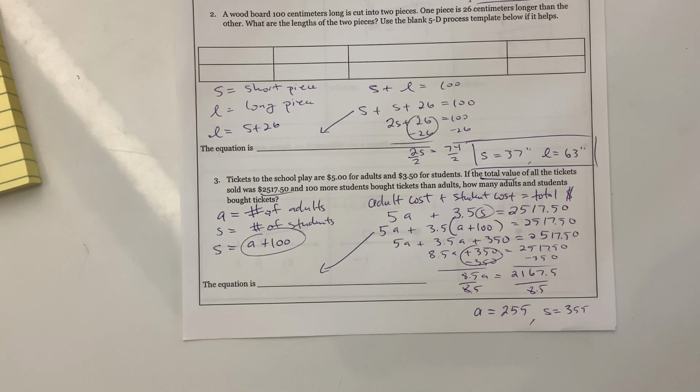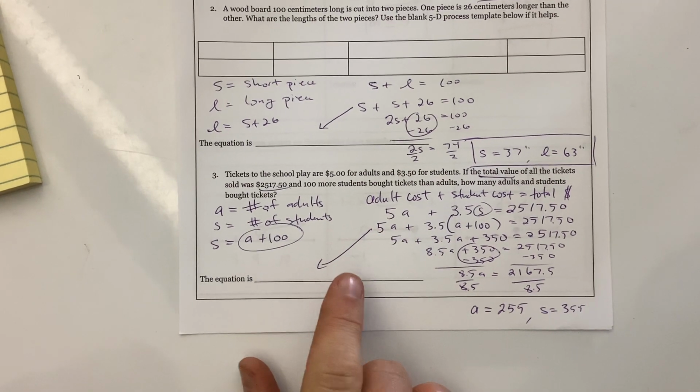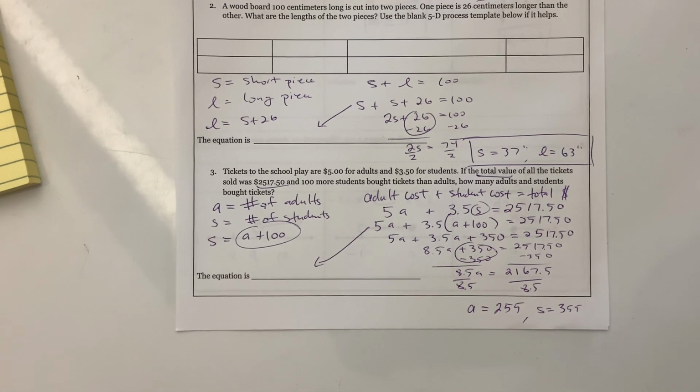If you got a number that wasn't a whole number, that should have been a warning sign. Parts of people aren't going to buy tickets to the school play. So just a heads up on that. That was a challenging question. There will be a similar type question on the retake, though. Challenging, but I think worth it.